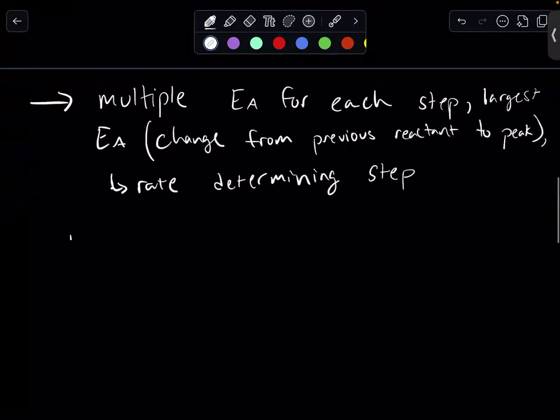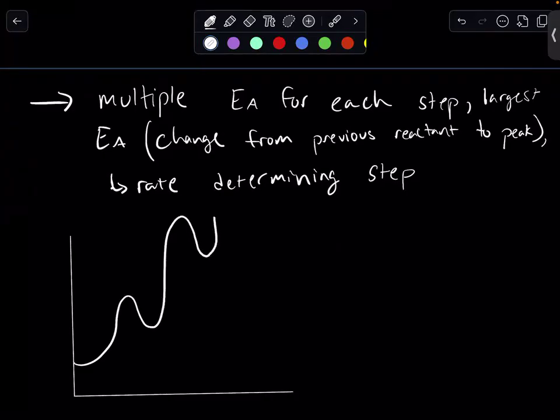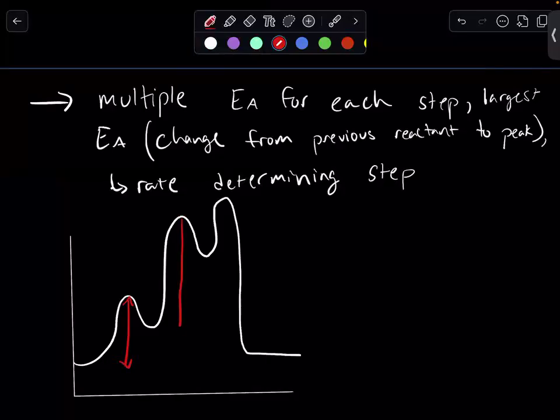So if we have another reaction, and this time I'll make it a random three-step reaction. In this random three-step reaction, we have three activation energies here. One, two, three. EA1, EA2, and EA3. So a couple things we know about this is EA2 is going to be rate determining.